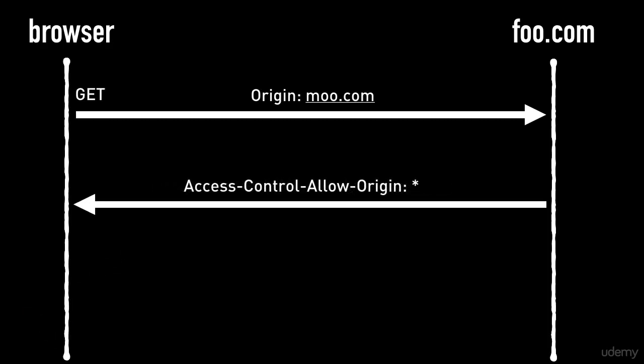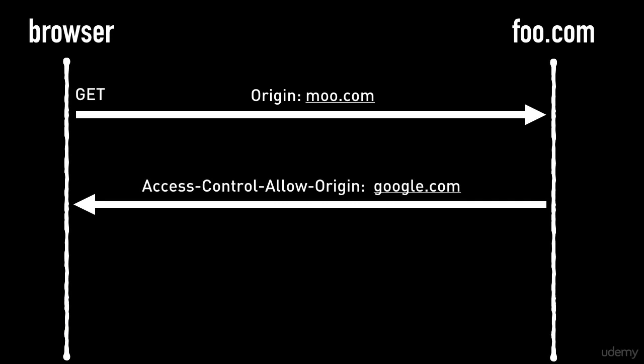Now, as well as just passing back the same domain as the origin, the server could also pass back a star. And this means, hey, I'm foo.com, I don't really care who's using my API, everybody's allowed. So if it's star, again, the browser will go, okay, that's fine. I'm going to let that through.